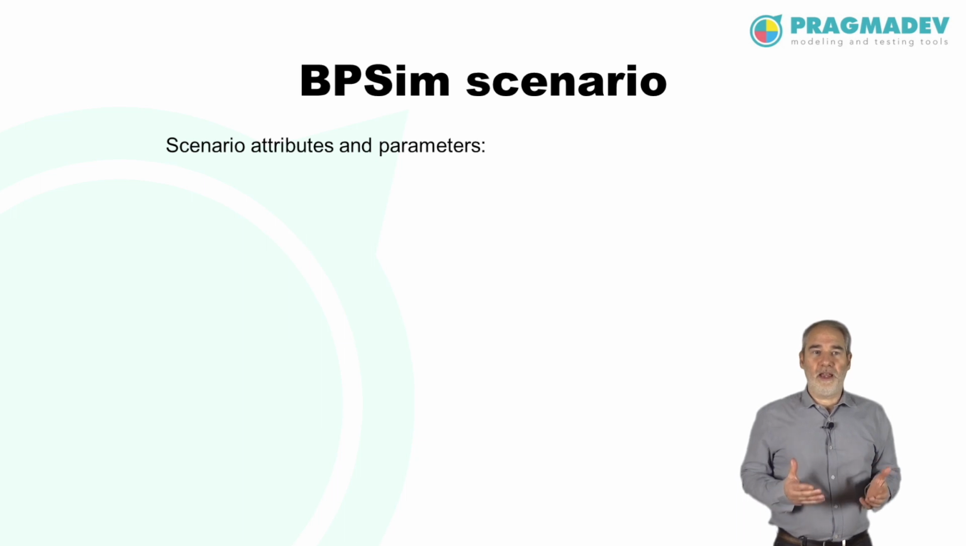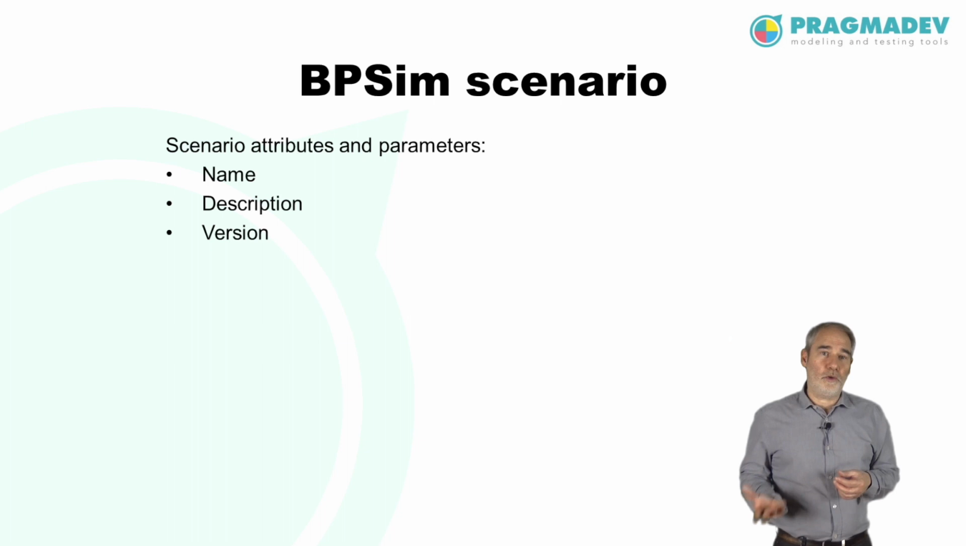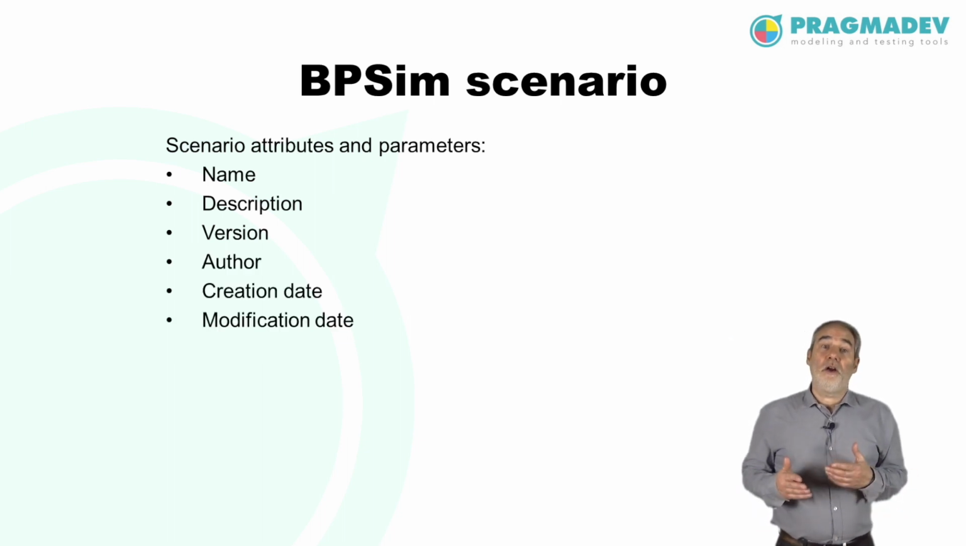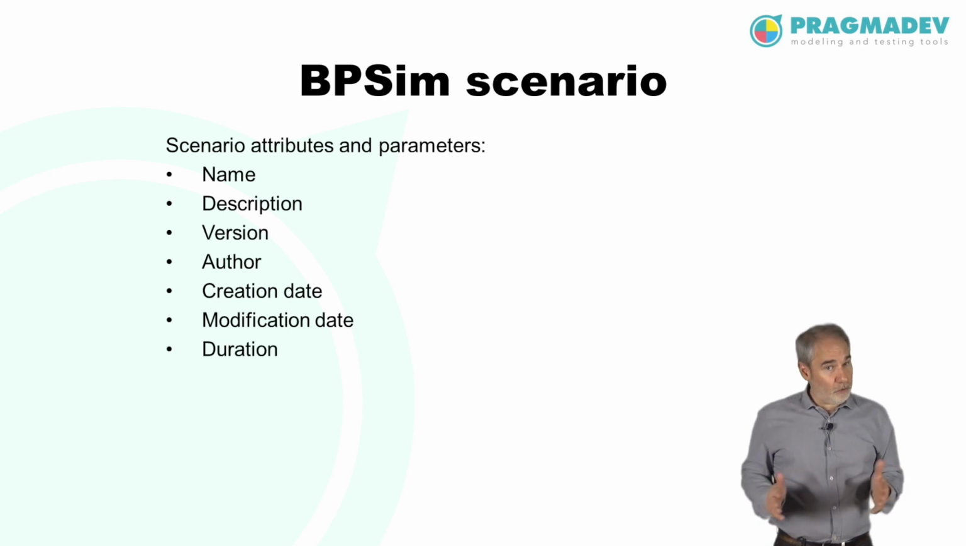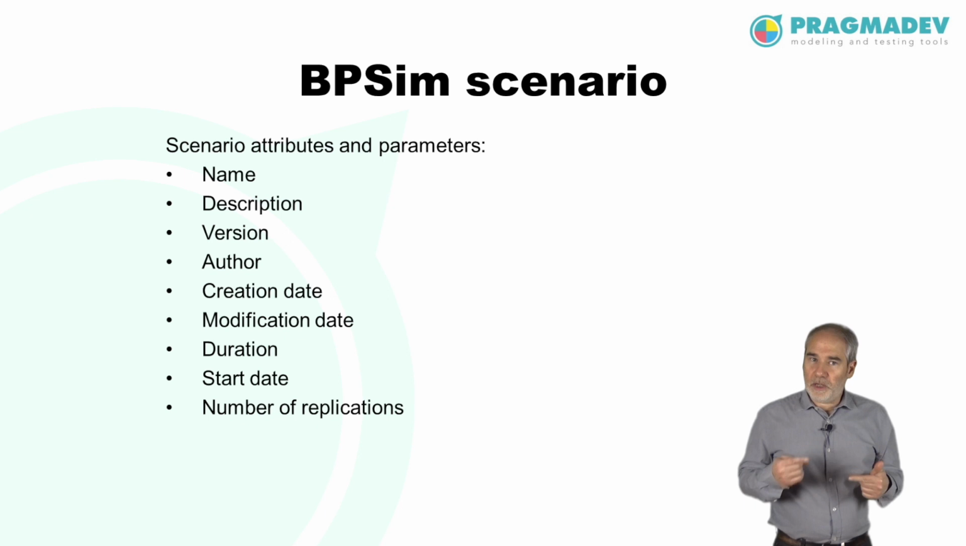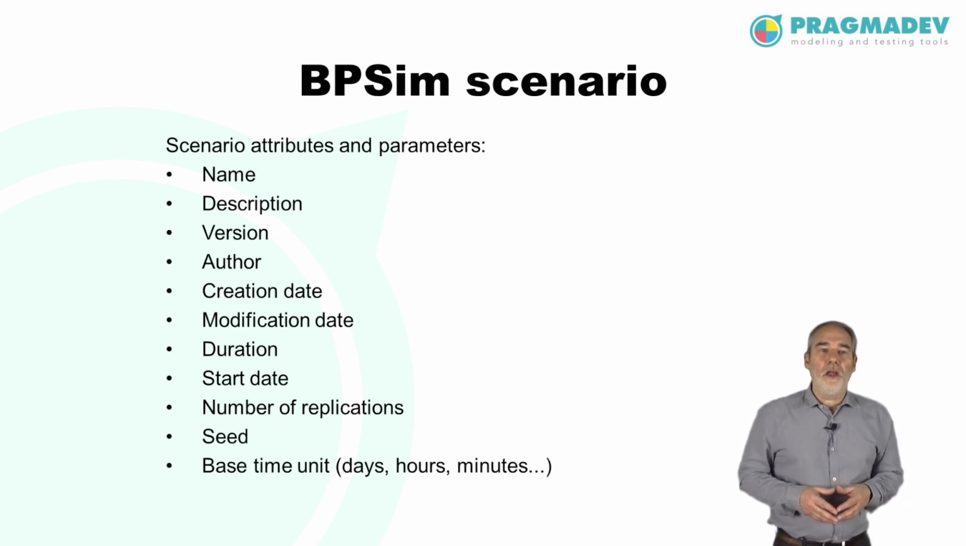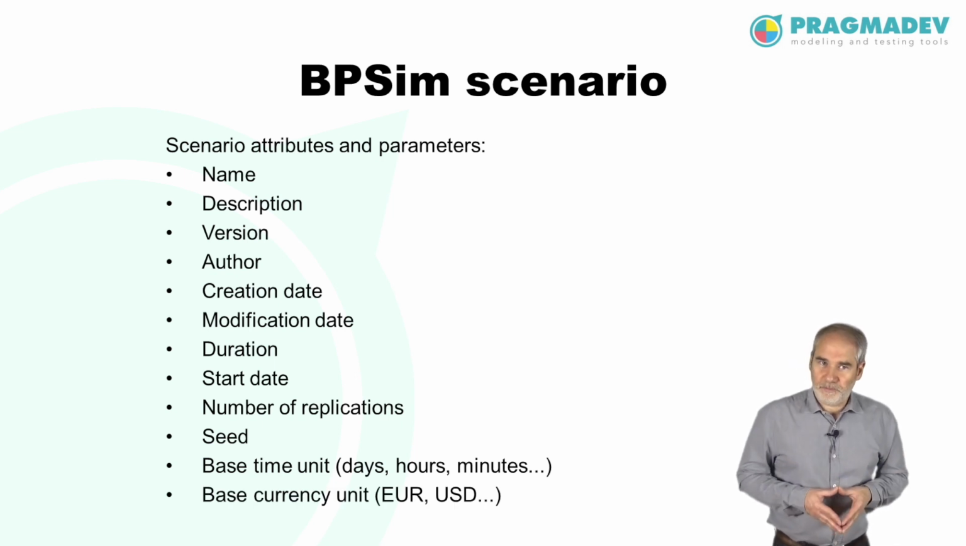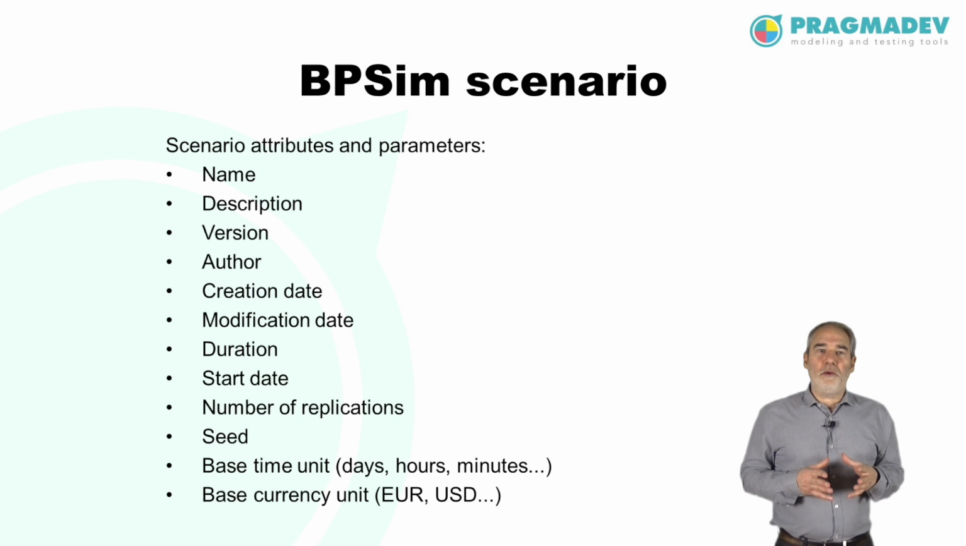The scenario has a name, a description, a version, an author, a creation date, a modification date, a duration, a start date, a number of replication, a seed to draw the statistical values, a base time unit, and a base currency unit. What we will discuss from now on is always in the context of a specific scenario.